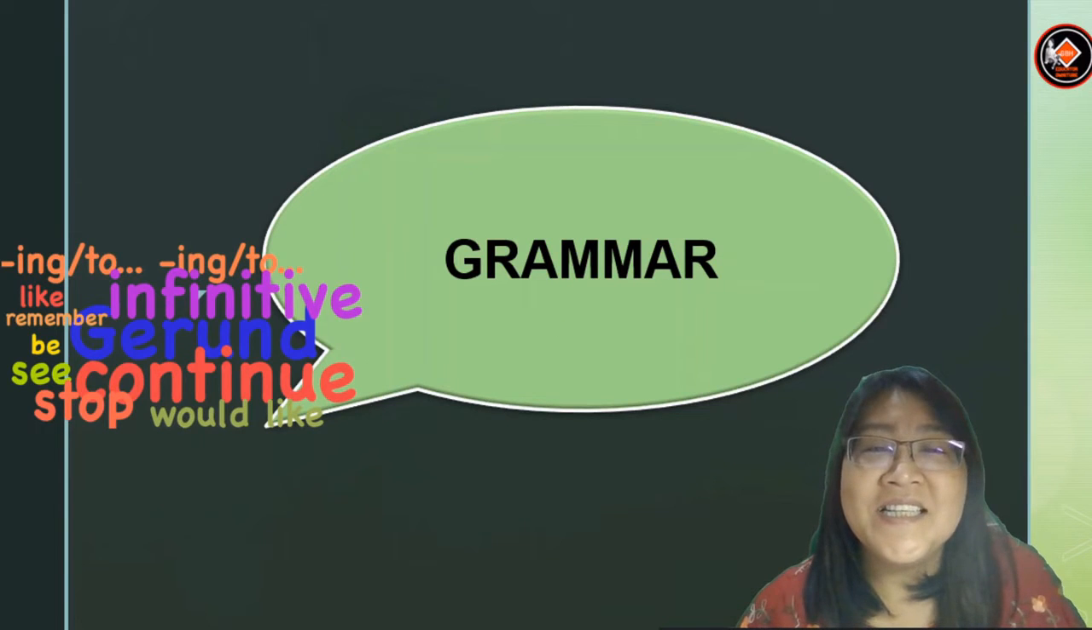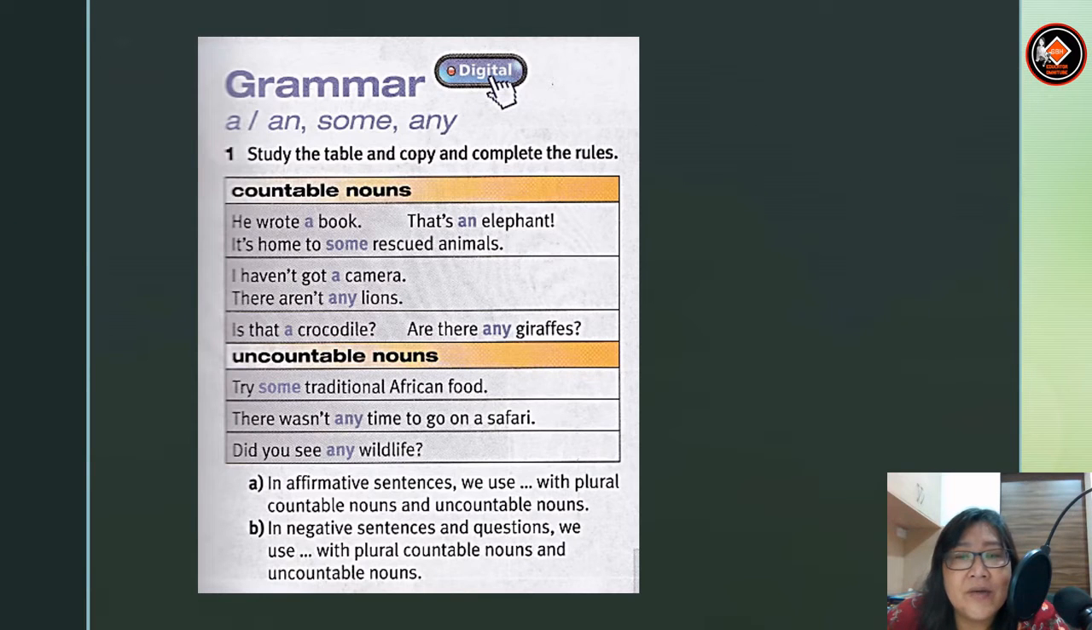The next lesson is grammar. Dear students, today you are going to learn grammar: a, some and any. Study the table and copy as well as complete the rules. Let's look at countable nouns. He wrote a book. That's an elephant. It's home to some rescued animals. So you see the word a, book, an elephant, and some rescued animals.